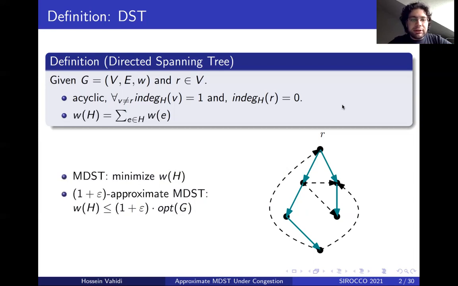We define the cost of this DST to be the sum over all individual edge weights, which makes it easy to define the MDST problem, which asks for the DST with the minimum cost. The 1 plus epsilon approximate version is also defined similarly, which asks for a DST that costs at most 1 plus epsilon times higher than the optimal solution.